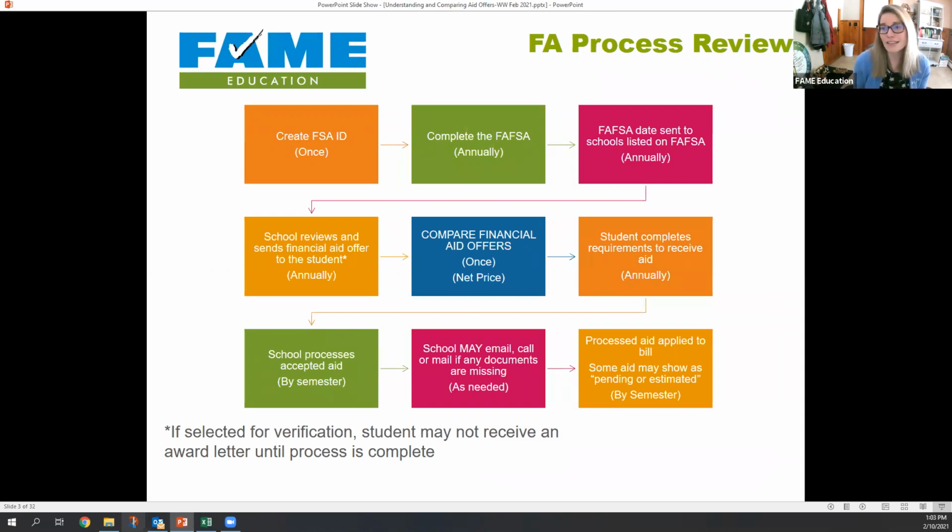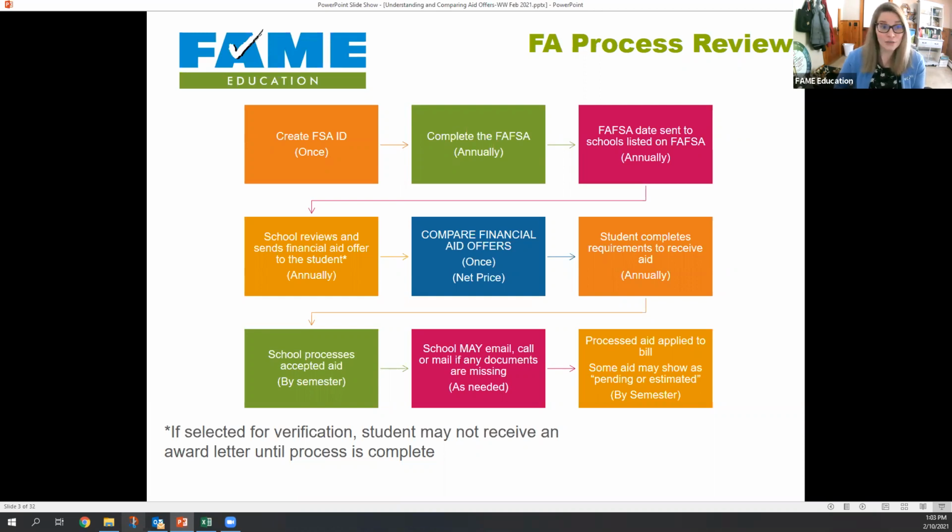So the student and at least one of their parents creates an FSA ID, which is the username and password that unlocks everything federal student aid related, and is how the FAFSA is signed electronically by the student and parent. Thankfully, this process happens once. Sometimes you have to reset the password or things like that, but it's a clunky process for many people. So one time gets you in and is established for your signature.